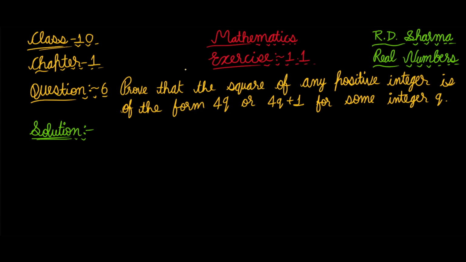Mathematics by R.D. Sharma, chapter 1, exercise 1.1, real numbers, question 6. So if you follow all of my videos, you can score good marks in board examination. So the question is, prove that the square of any positive integer is of the form 4q or 4q plus 1 for some integer q.